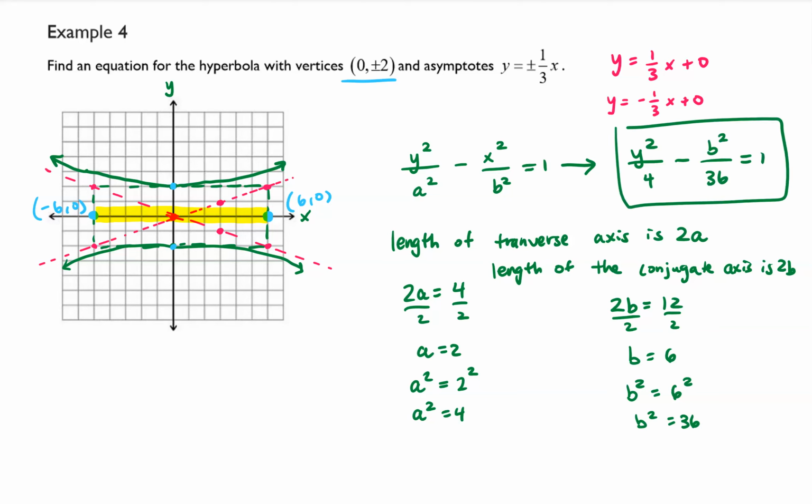The original question is just asking us to find an equation for the hyperbola, so we've accomplished what the original question was asking. Our final answer is y squared over 4 minus x squared over 36 is equal to 1.